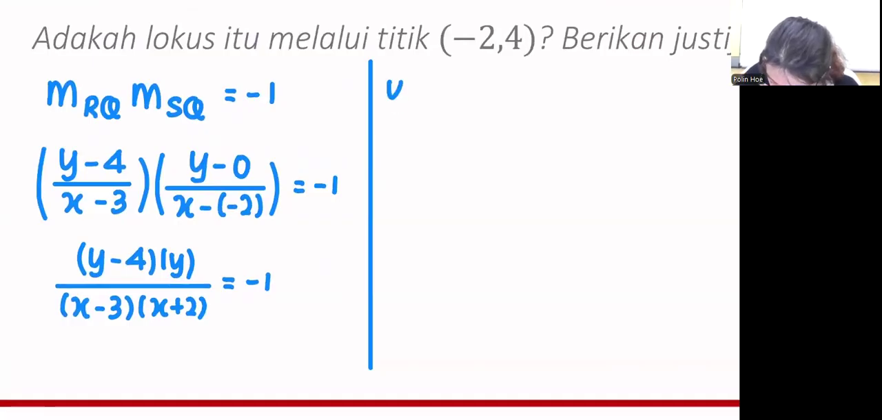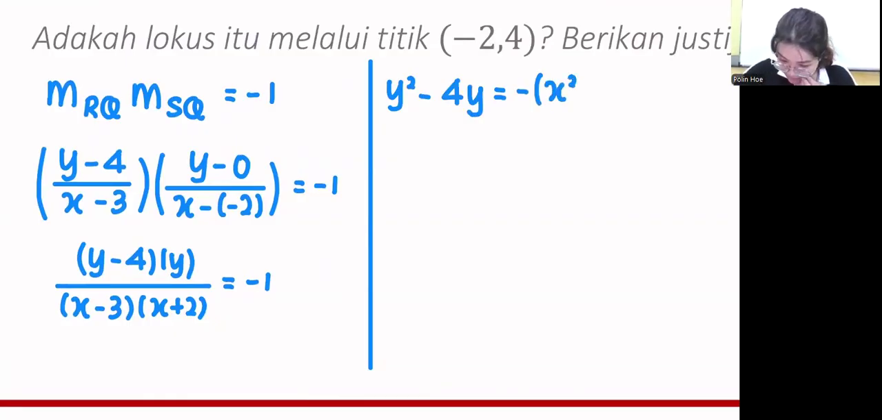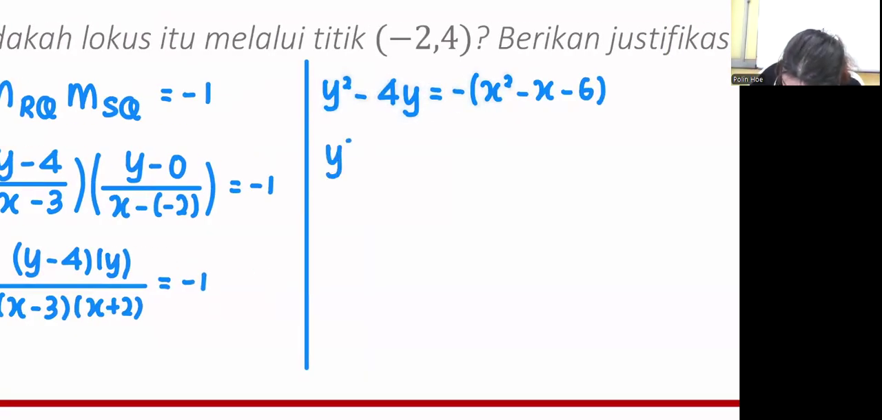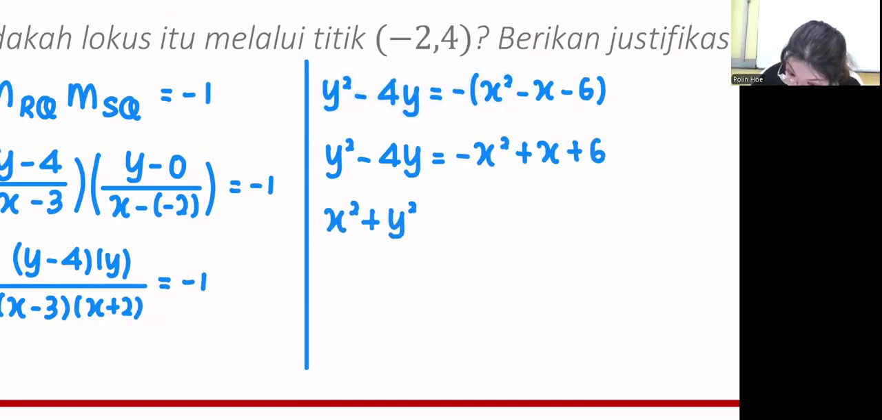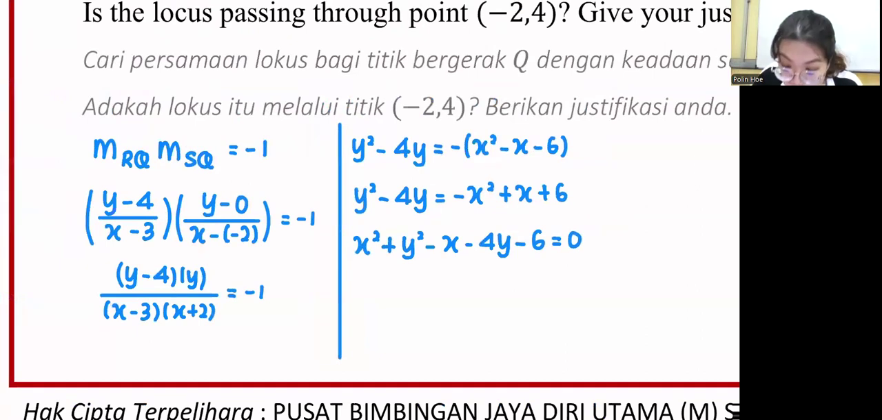You have y squared minus 4y equals negative x squared plus 4x minus 3x minus x minus 6. So I have y squared minus 4y equals negative x squared plus x plus 6. Move it nicely. x squared plus y squared minus x minus 4y minus 6 equals 0. This is the equation of the locus.